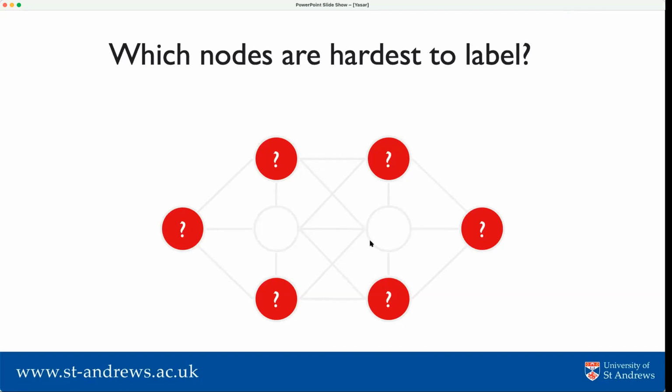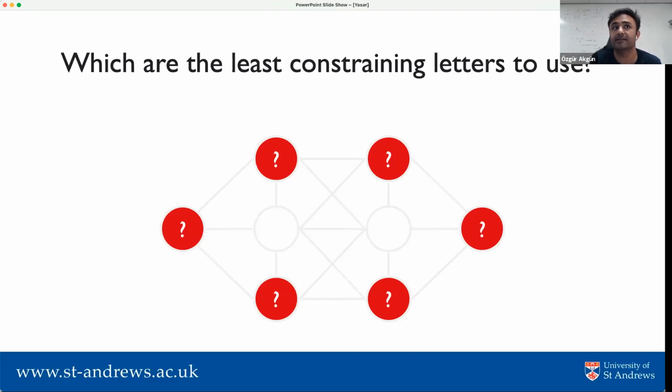Because they are nodes in the middle. Those in the middle are the most constrained, right? They have a lot of constraints on them. They can't be the same as, they can't be an adjacent letter there. So they are the hardest to label. So it would make sense for us, at least as humans, to start from the hardest decisions.